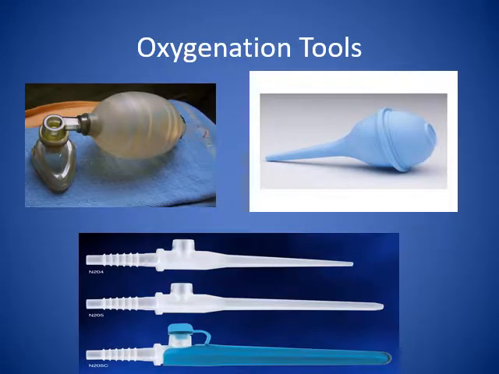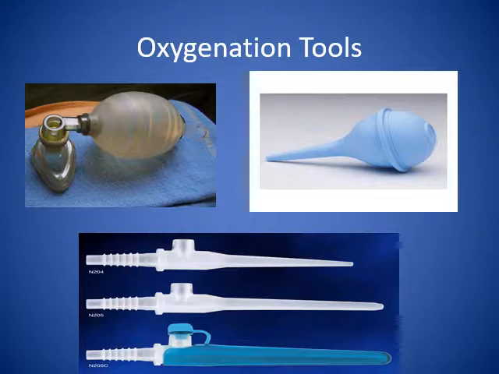Here's some other oxygenation tools. Suctioning. Bulb suctions, usually infants will go home with one from the hospital. It's our job to teach the parents how to use it. You would just depress the bulb down and inward, and as you put the tip of the bulb into the child's nose, pull out.